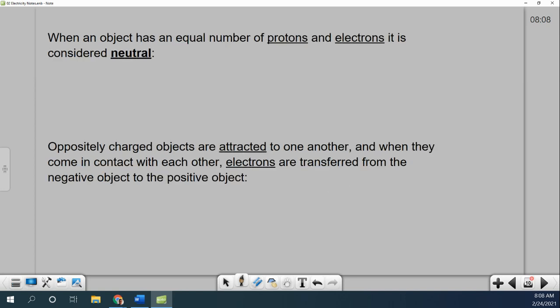When an object has an equal number of protons and electrons, so I got 4 positives there, 4 negatives there, that's what we would consider neutral. Oh, I can write that neater. There we go. All right.